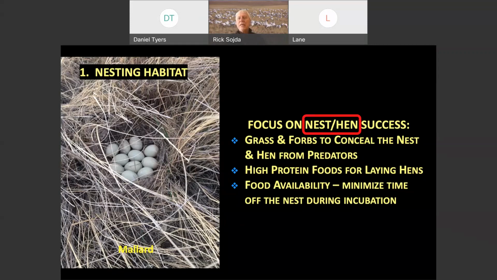The early nests tend to be more productive. They tend to be a larger clutch size, and they tend to be set by hens that are a little bit older, so they tend to have greater nest success. But remember to think about hen success as well as nest success.